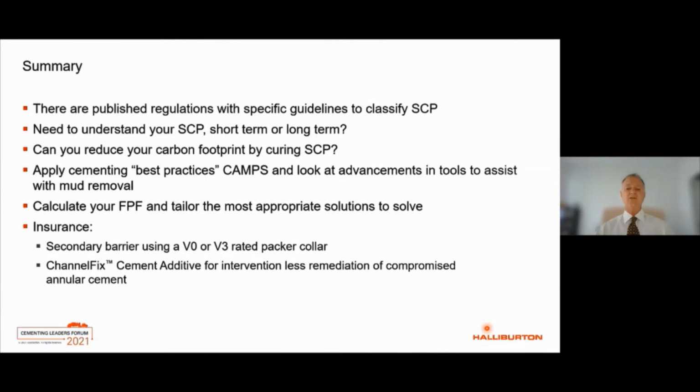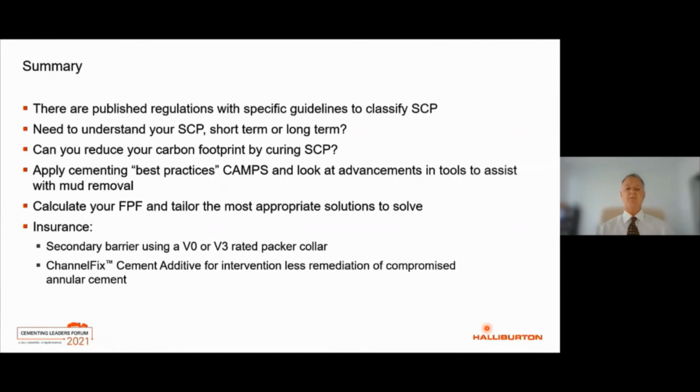We need to understand the source of sustained casing pressure and whether it occurs in the short or long term. Operators' carbon footprints can be reduced by curing sustained casing pressure and fugitive emissions.